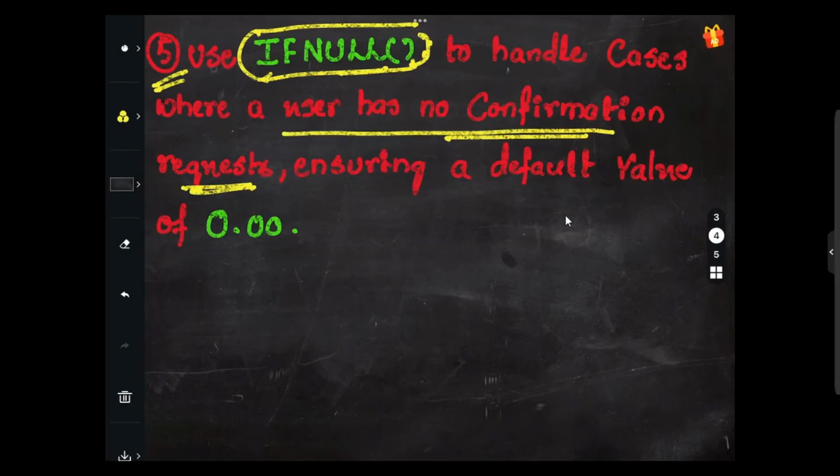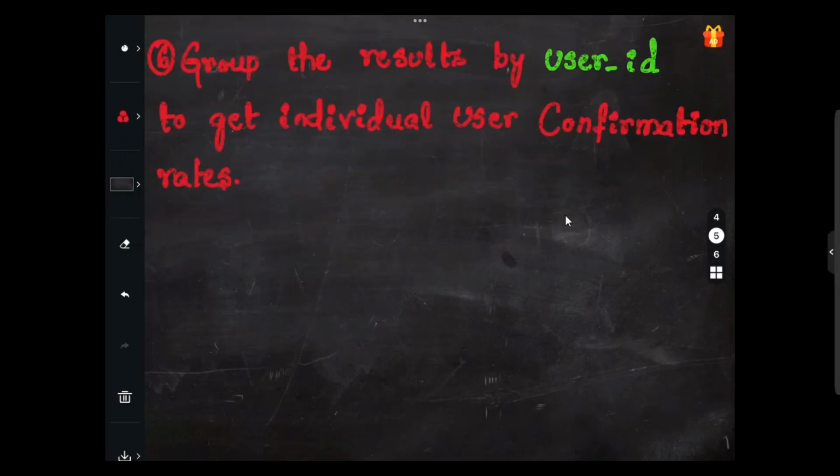In the example we saw, there were two users in the output itself who had no confirmation requests at all. The first user didn't have confirmation requests, and the second one, for which we discussed, both were timed out, right? So we are going with the ifnull keyword to handle cases where the user has no confirmation requests, ensuring the default value of 0.00. We saw this in the example one output, the first one and the second one, if you remember, right?